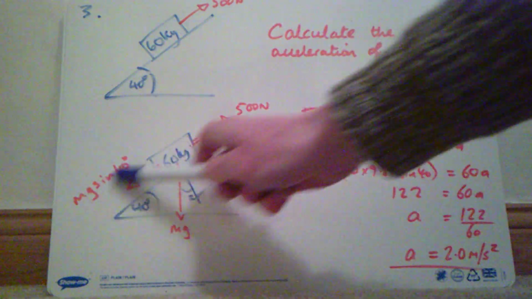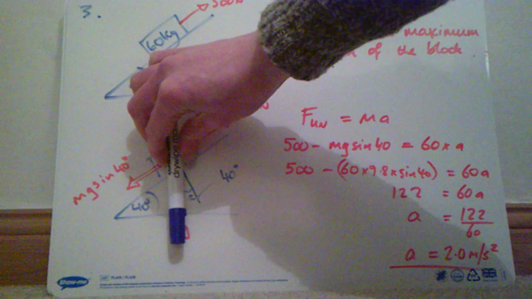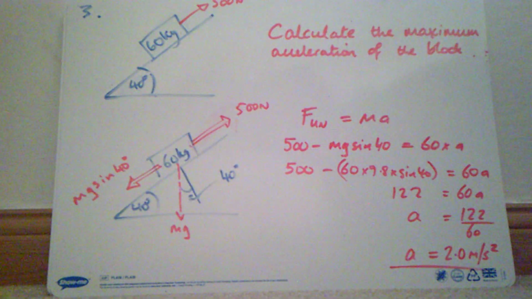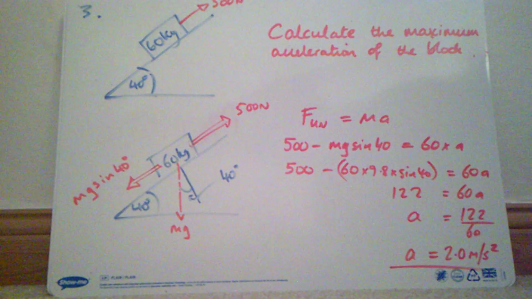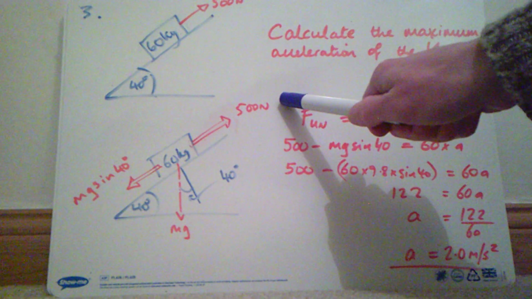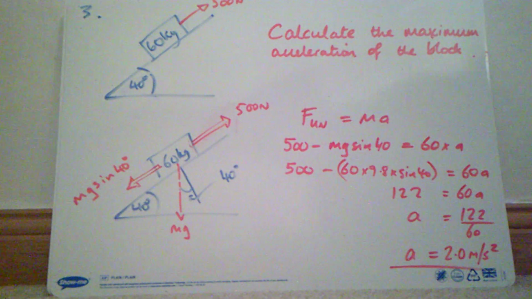So it's going to be mg sine 40. We're turning through an angle we don't know, so it's sine. So mg sine 40. So we've got this force going up the way and it's bigger, we've got this force going down the way and it's smaller.